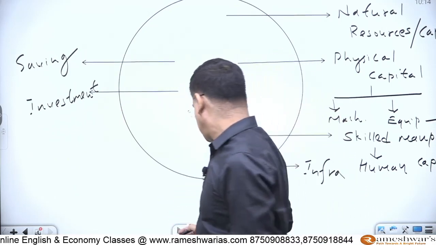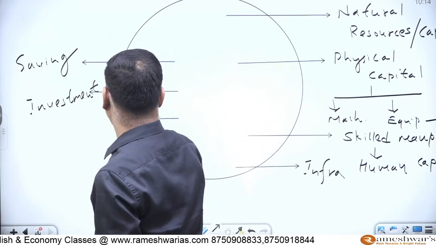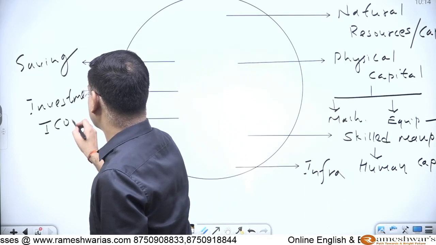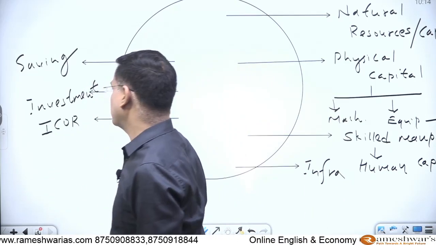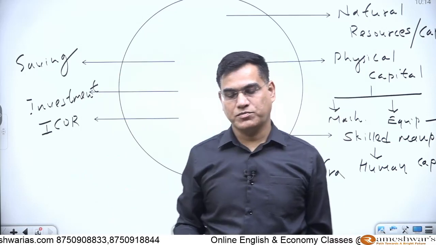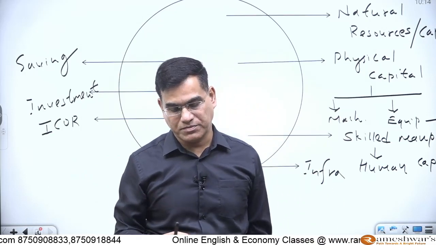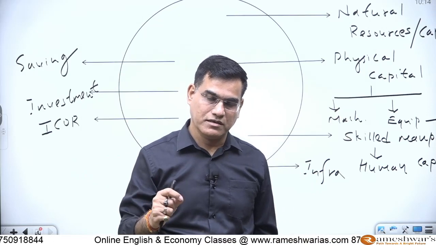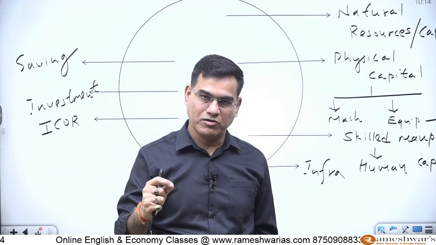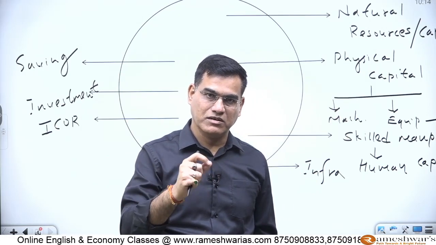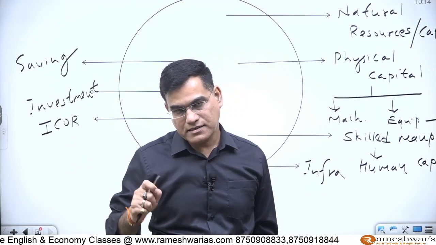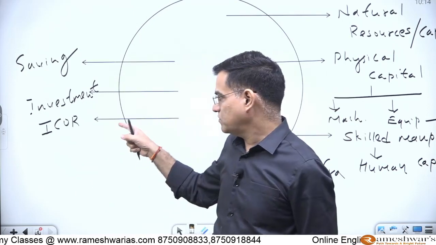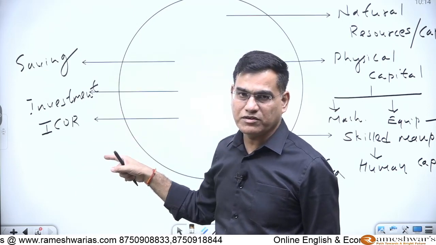And there is a ratio called ICOR. ICOR should be lower. So in another video somewhere I will be teaching you about ICOR. Incremental capital output ratio. It shows the productivity of capital. In an efficient economy, ICOR must be lower. Means higher the level of ICOR, less productive will be the capital. And less is the value of ICOR, more will be the productivity. So ICOR should be lower for that.